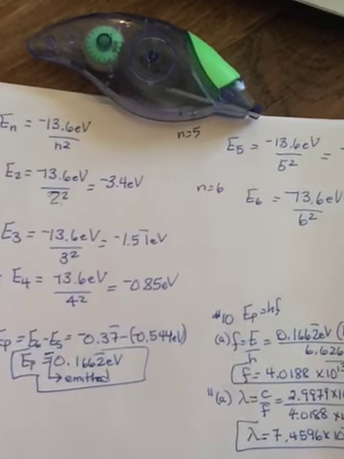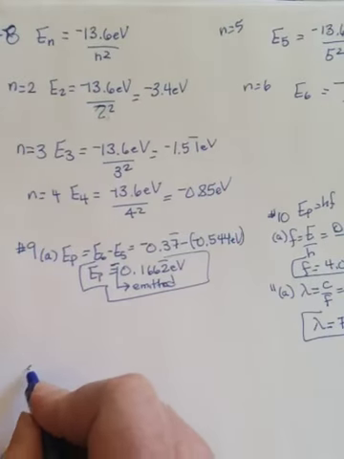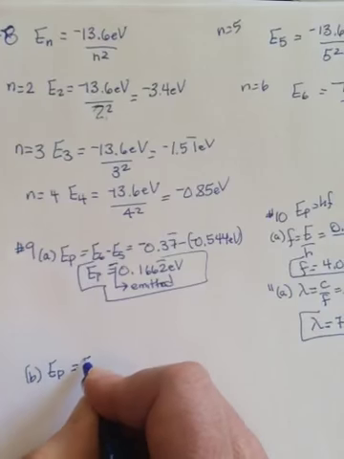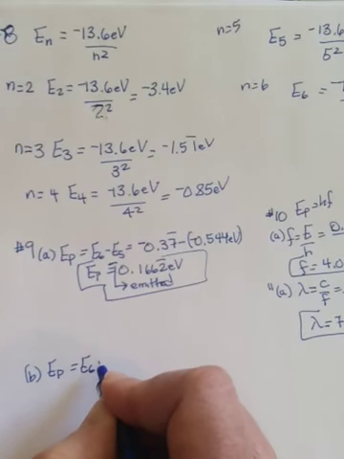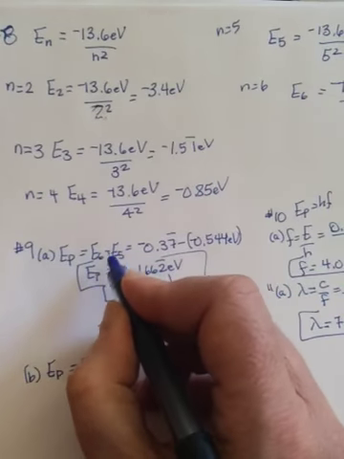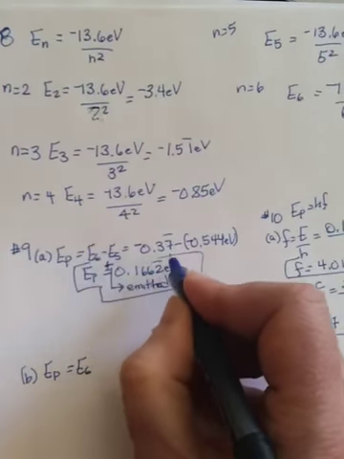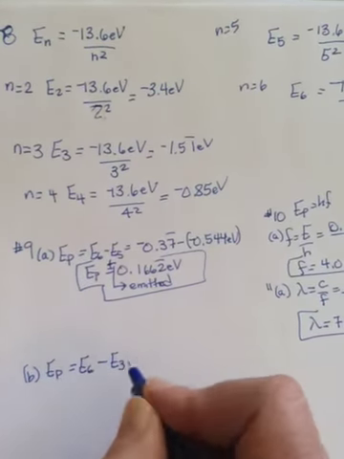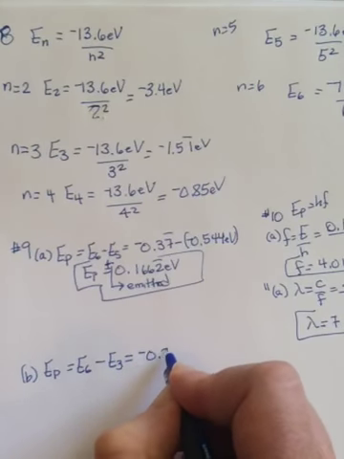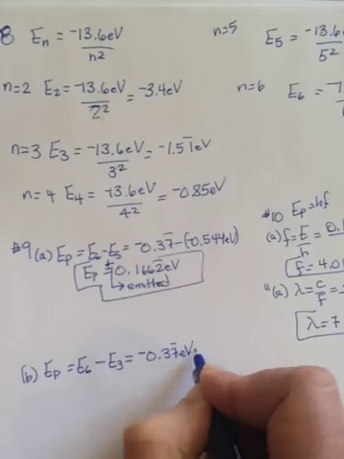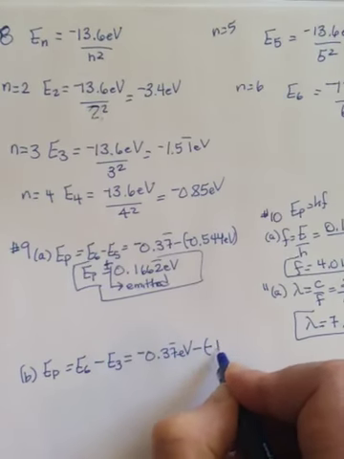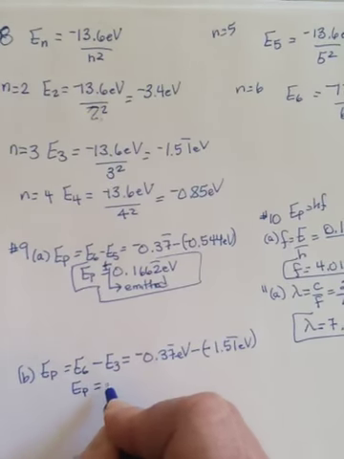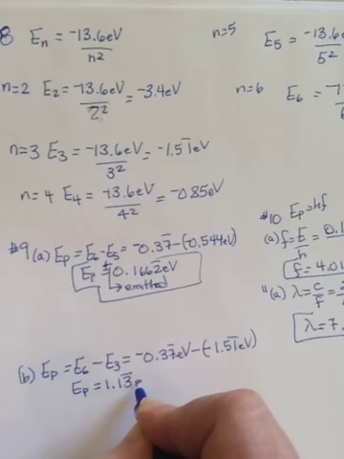Then I would move to B, and it's exactly the same procedure. So EP for B, it's jumping to, oh, it was going from 5 to 6, so it's not emitted, it's absorbed. This number's bigger, sorry about that. And this one's going from 3 to 6, so again it's going to be absorbed. So negative 0.37, the 7 repeating, electron volts, minus negative 1.51, 1 repeating, electron volts. So EP will be 1.13, and the 3's repeating.